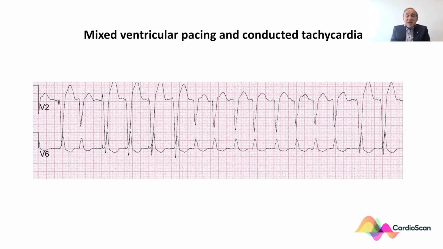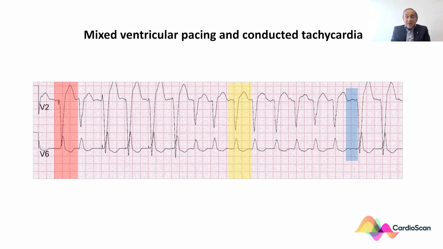Here we can see mixed ventricular pacing and conducted tachycardia. So we can actually determine what is going on. Firstly, we can see a ventricular pace beat, and we can also see a native beat at a similar rate, wide QRS. And this is atrial fibrillation, where the pacemaker has been generally not pacing unless, and it's generally at a fast heart rate that you can see the ventricular pacing because of underlying atrial fibrillation.